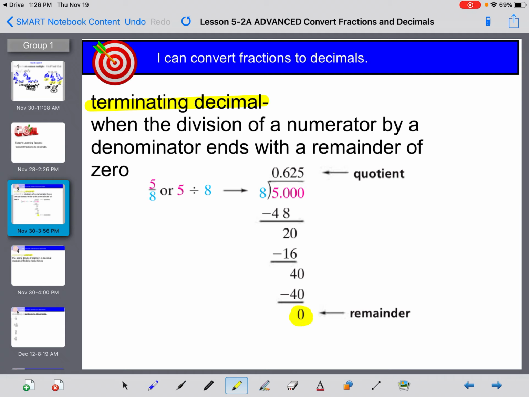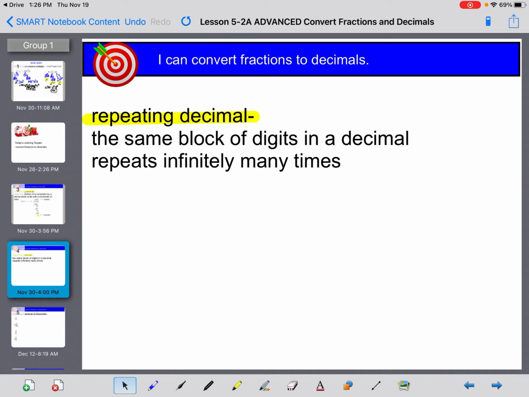A repeating decimal: the same block of digits in the decimal repeats an infinite number of times. For example, when I have a repeating 3, where I get 3, 3, 3, 3, and it goes on forever, that 3 is repeating, that is a repeating decimal. This is always written with a bar above only the digits that are repeating. Notice I didn't put that bar above the 0 or above the decimal, only above the 3 because the 3 is what's repeating.